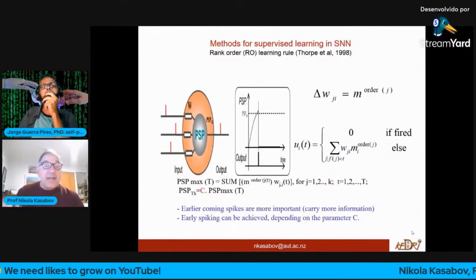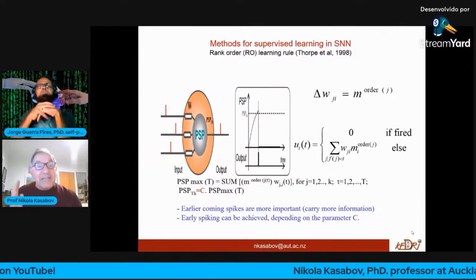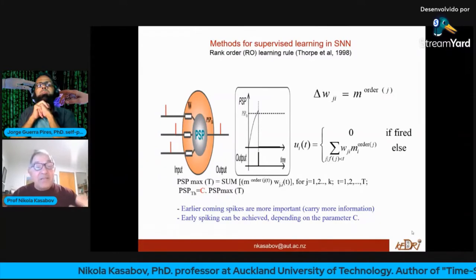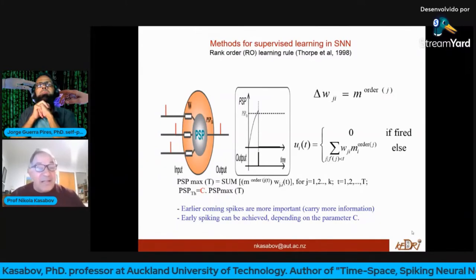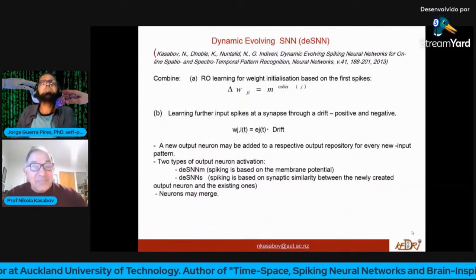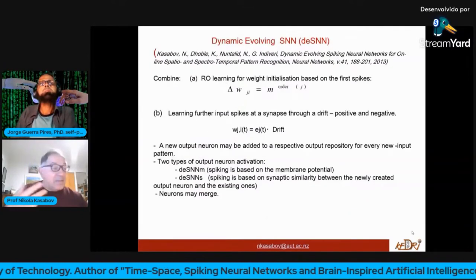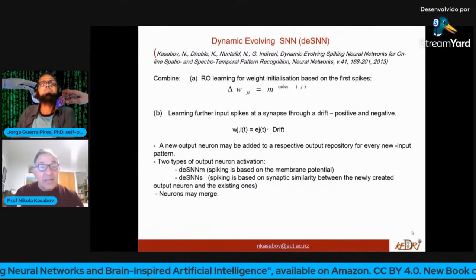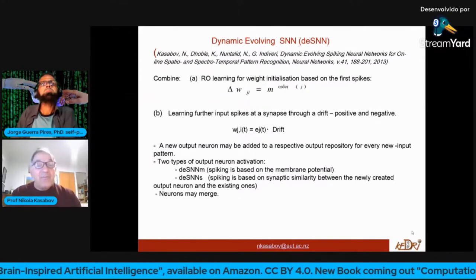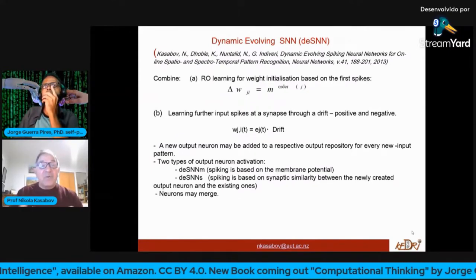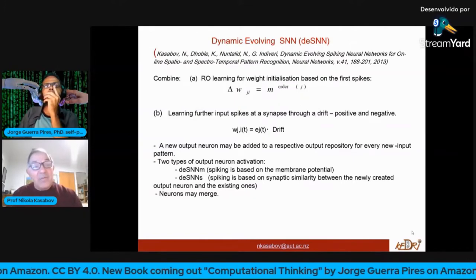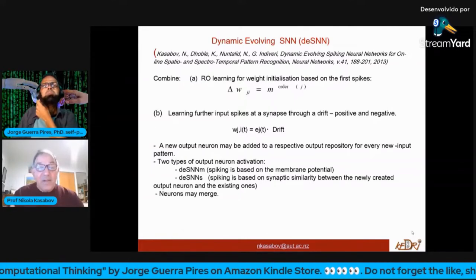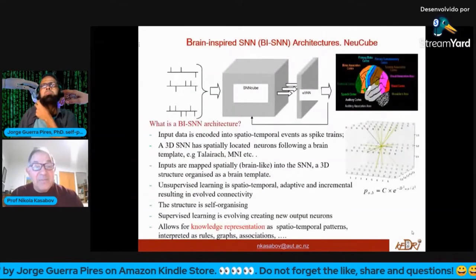Where we can train spiking neurons to emit a spike at a certain time when a certain spatial temporal pattern is presented to the spiking neuron. Next slide, please. And we have some systems that develop as evolving systems, where neurons are created, connections are created, rather than having a fixed structure that is fixed forever. With some methods called dynamic evolving spiky neural networks, we can create systems that evolve their structures. Next slide, please.